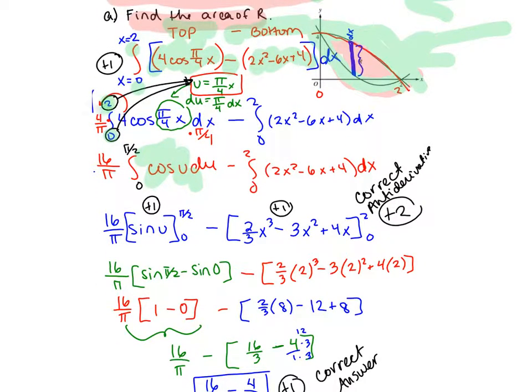If you're wondering how they got from here to here, they did a u substitution. And what they ended up doing is they changed the limits right here. That's according to what u is. They let u equal pi over 4 x. So you plug in 2 into pi over 4 x. You get 2 times pi over 4, which is pi over 2. And then when you plug in 0, nothing changes, so it's just 0.